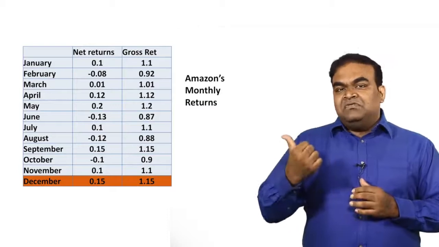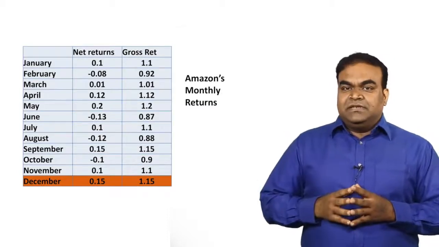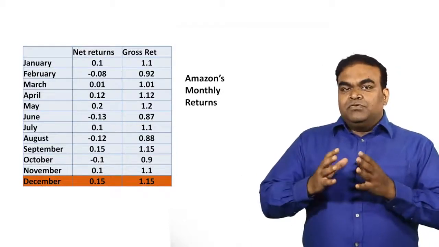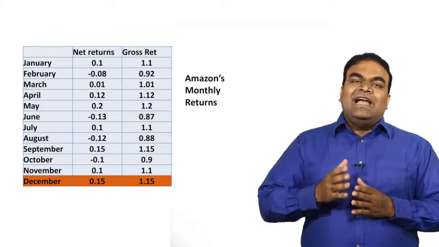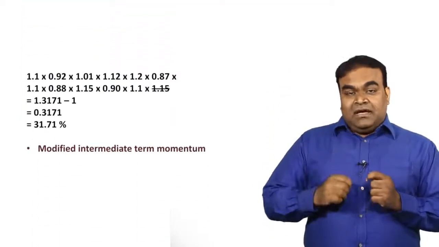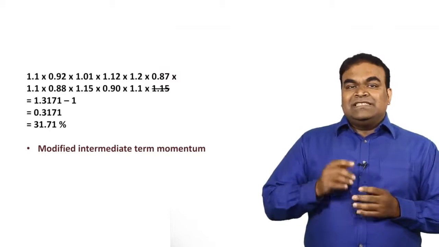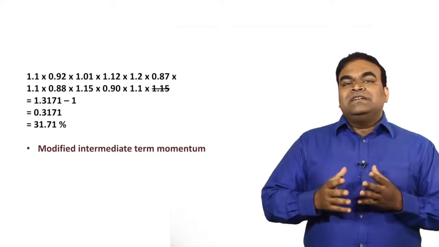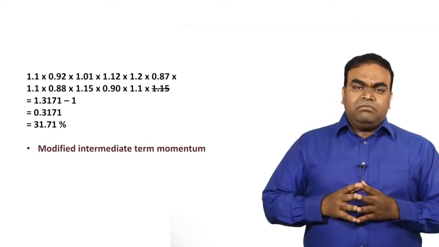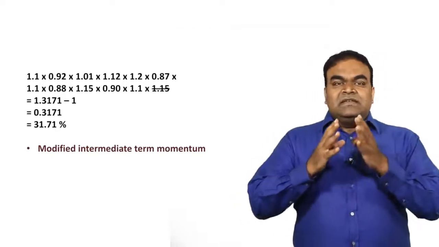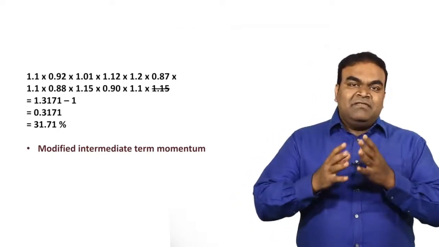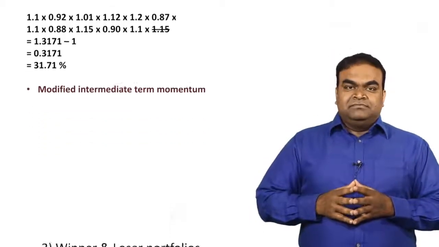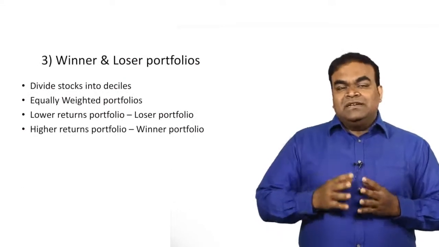We do not consider the 15% net returns in the month of December. So, we have only 11 months net returns now. From these, we calculate the gross returns by adding 1 to the net returns. Now, we will multiply these 11-month returns and subtract 1 from the product. We get the new value of momentum, which is equal to 31.71%. To distinguish this newly calculated momentum from the momentum previously calculated, we will call this the modified intermediate term momentum. Now, this brings us to our third step.